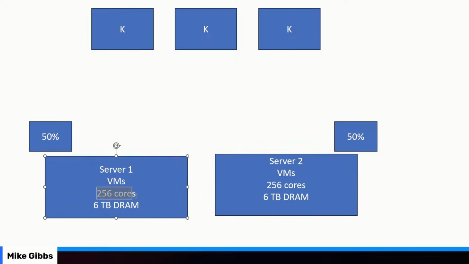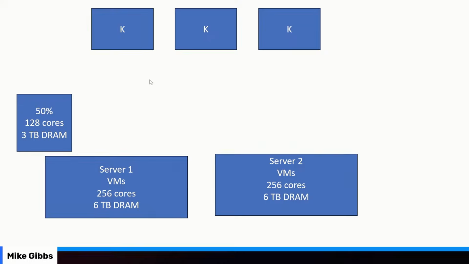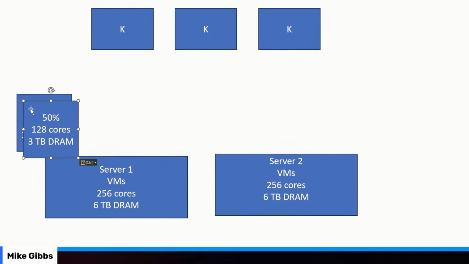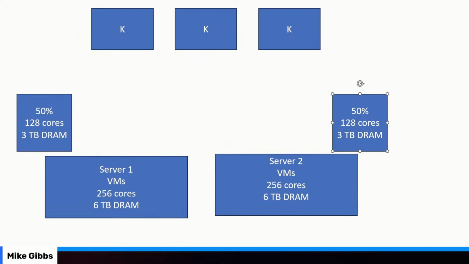Now, this system has 256 physical cores. Let's just call them logical cores. Each one of these has 256 logical cores. So if I want high availability, I'm not going to use more than 50% of the capacity. That means I'm not going to subscribe more than 128 cores and 3 terabytes of DRAM. I'm going to do this on each one. Why am I going to do this on each one? Did you notice I'm only using half here.